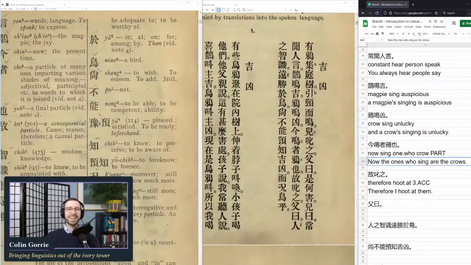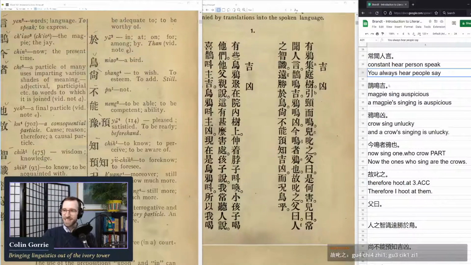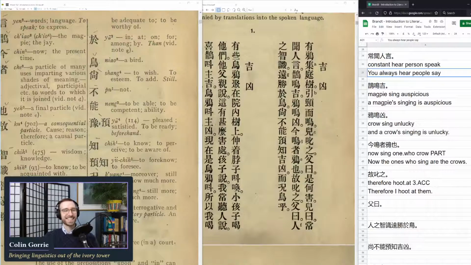So this is kind of funny. You always hear people. Okay, so we have this story where crows are cawing in the courtyard on this tree, and the kid comes over and sees them and starts saying "boo," and then his father says, "What are you doing? What are you talking to these crows that way for?" And the kid says, "Well, you know, people are always saying that when a crow caws, that's bad luck, and when a magpie sings, that's good luck. And so it's crows singing, so I want them to stop because it'll bring bad luck." All right, let's see how we wrap this up. Okay, it is chi, gu chi zhi.